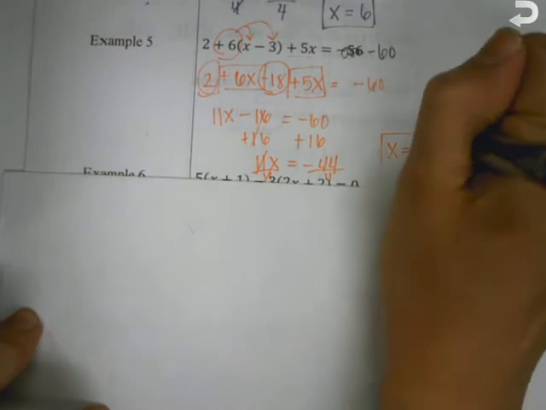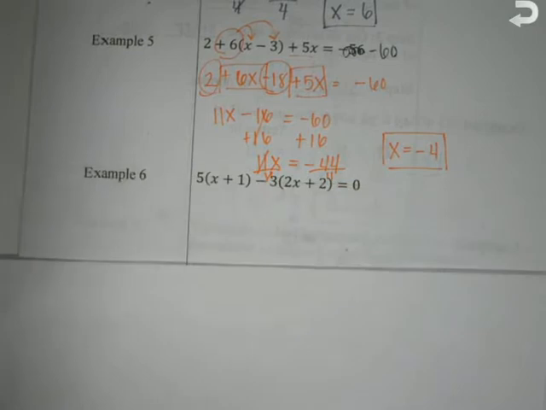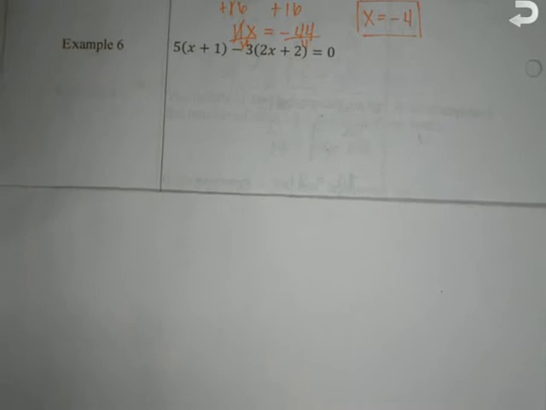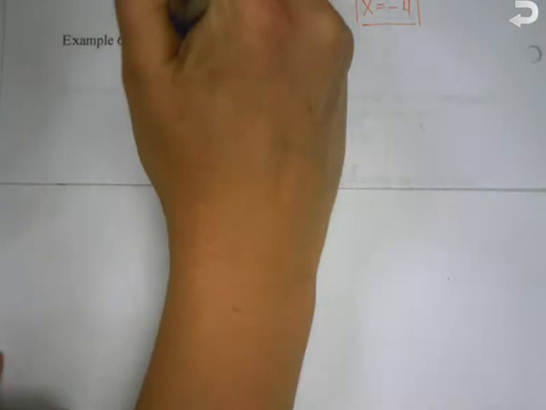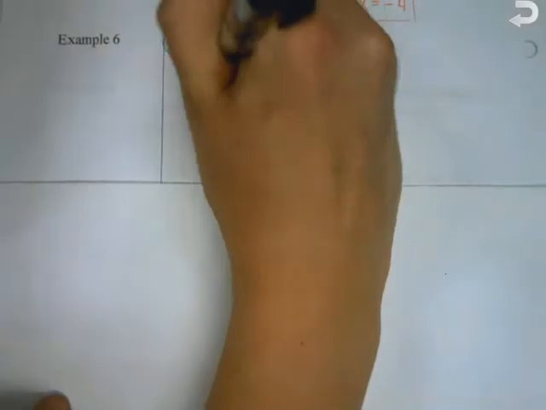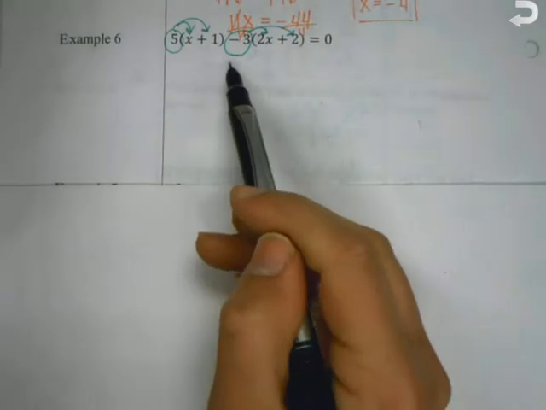Excellent. Example 6. What will I do first? Distributive. I have a positive 5 and a what? And a negative 3. Remember on quiz 1 when a whole bunch of you guys forgot to include that negative? So what's that going to give me? 5 times x.